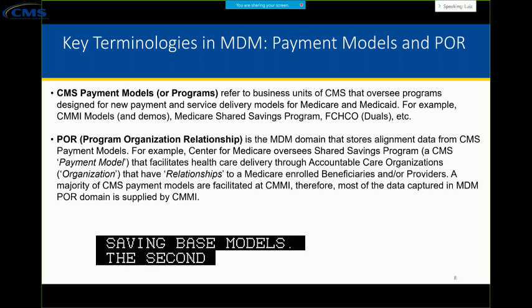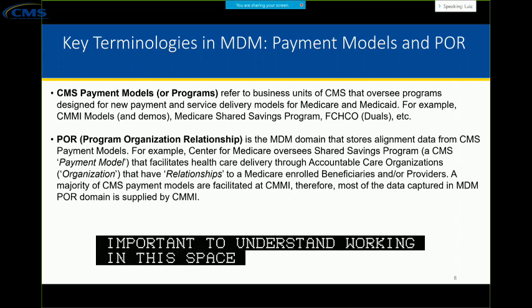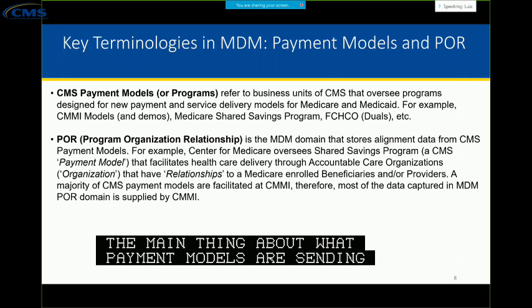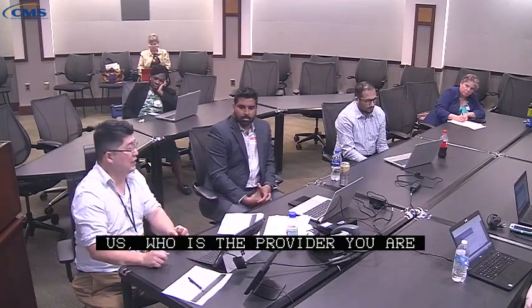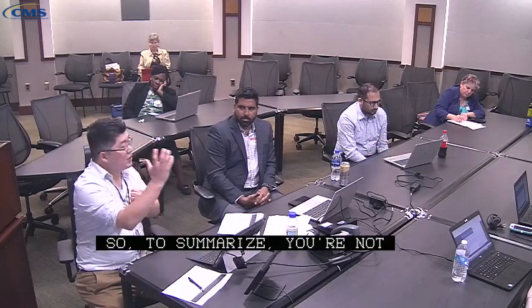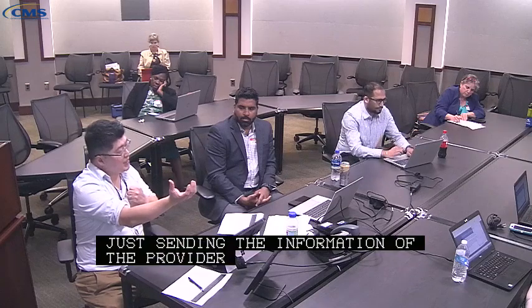The second terminology that's important to understand when working in this space is POR. It stands for Program Organization Relationship. The main thing payment models are sending to MDM is not necessarily who your provider or beneficiary is. It's the combination of telling us which provider you're sending, with a relationship or alignment between a start and end date. To summarize, you're not just sending the demographic information of the provider, but also when you engaged with this provider.